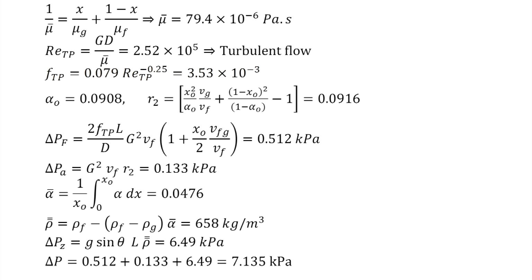0.0476. Then we substitute this alpha bar and get rho double bar equal to 658 kg per meter cube, and then by substituting it we get delta P_z equal to 6.49 kilopascal. So, the total pressure drop by adding these pressure drops we get 7.135 kilopascal.